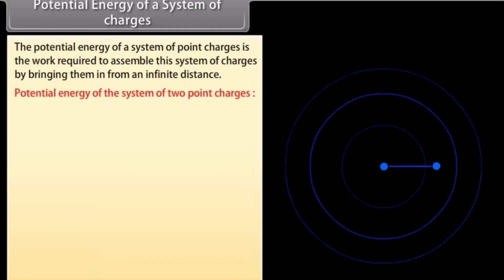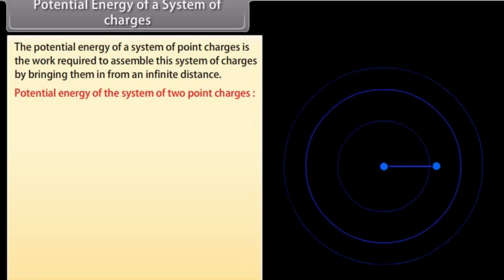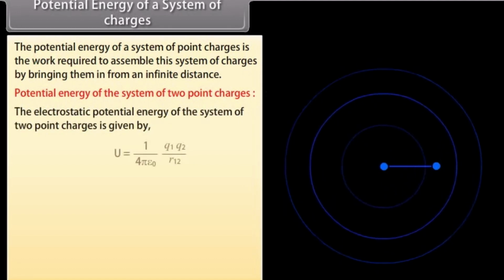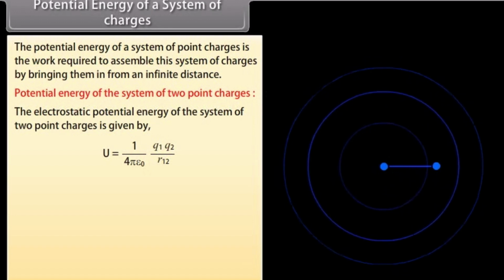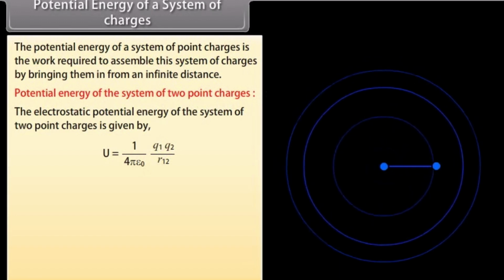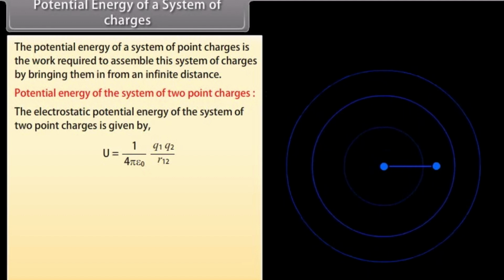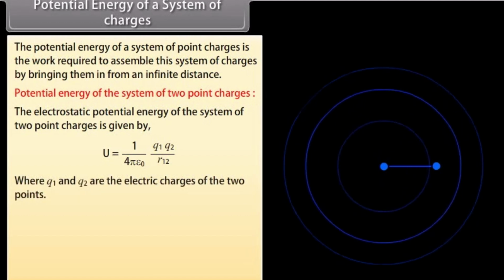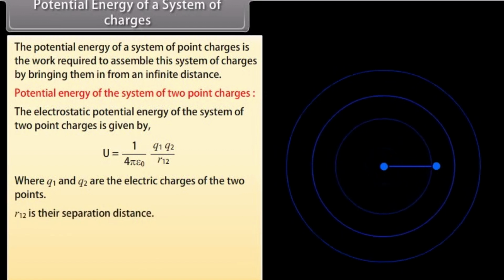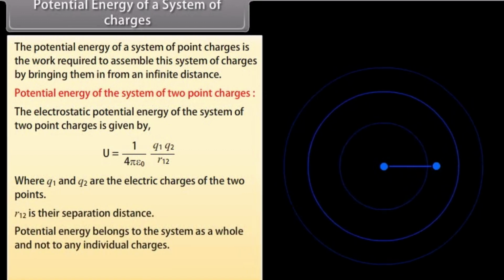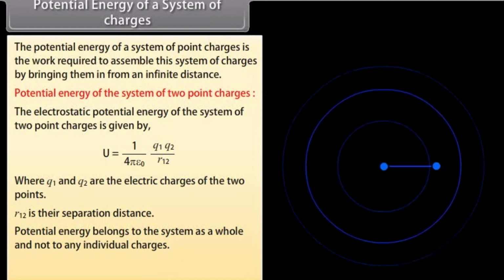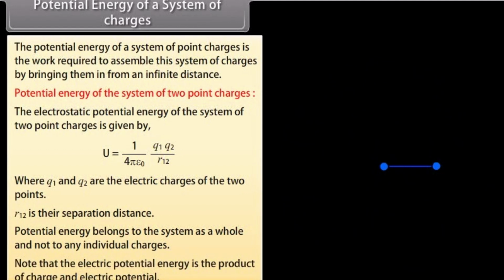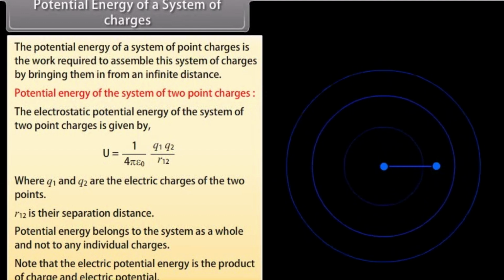Potential energy of the system of two point charges. The electrostatic potential energy of the system of two point charges is given by U as 1 upon 4 pi epsilon naught multiplied by Q1 Q2 upon R12, where Q1 and Q2 are the electric charges of the two points. R12 is their separation distance. Potential energy belongs to the system as a whole and not to any individual charge. Note that the electric potential energy is the product of charge and electric potential.